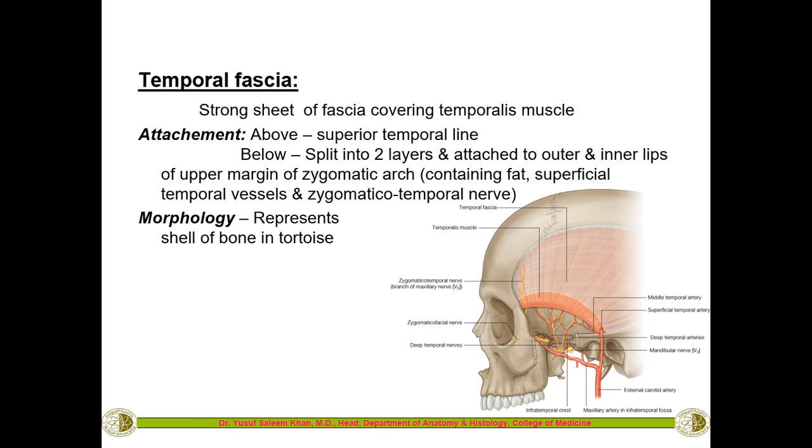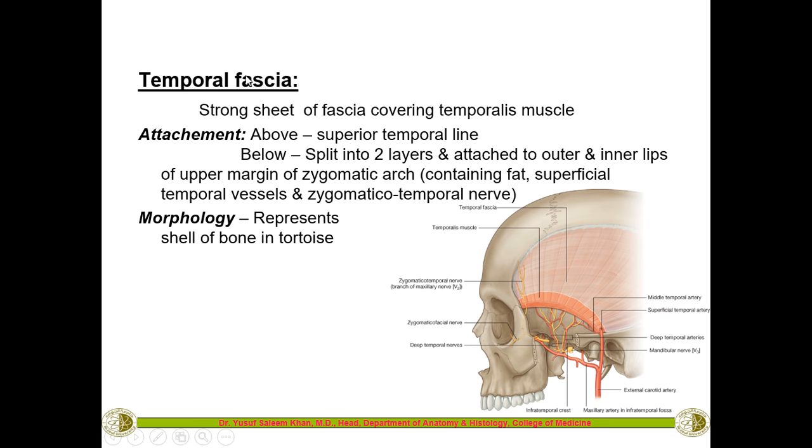Within this split fascia, there will be some contents: a small quantity of fat as well as the superficial temporal vessels, the artery and the vein, will also be passing, as well as the zygomaticotemporal nerve, which can also be traced within this small space between the two layers of the temporal fascia.